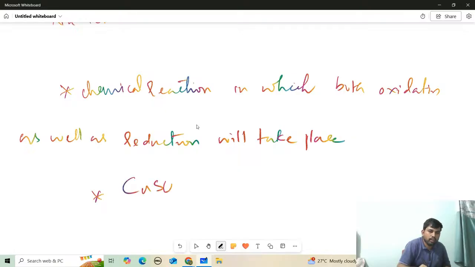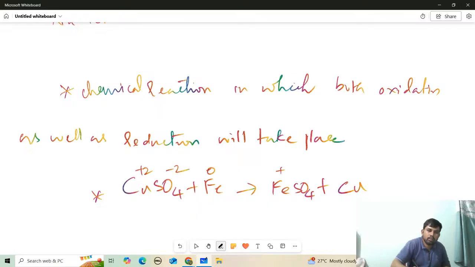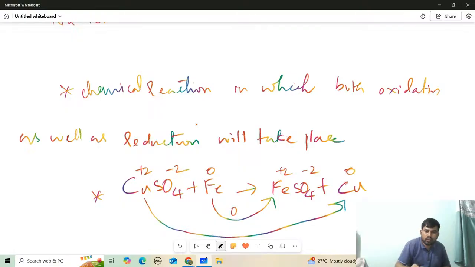What about displacement reactions? Copper sulfate is there. We added Fe and it becomes FeSO4 plus copper. What kind of reaction is this? Copper is plus 2 here, and this is 0. So increase in the charge I can say is an oxidation. And from plus 2 to 0 again I can say reduction. So both processes are taking place in the reaction. That's why these kinds of reactions are called redox reactions.